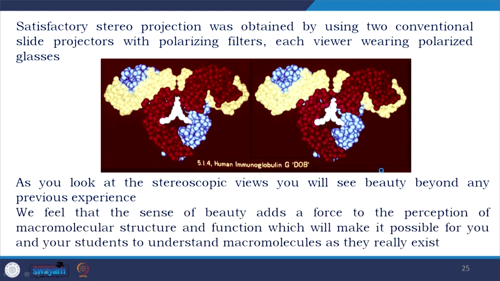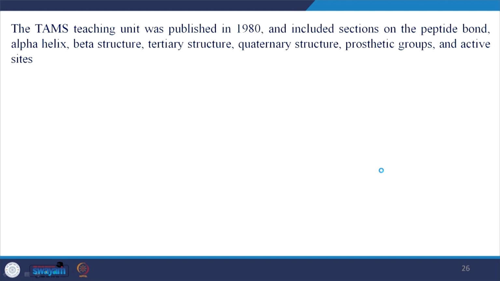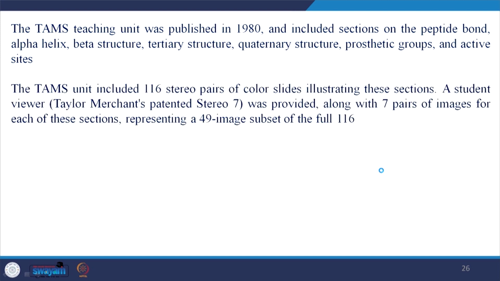We feel that the sense of beauty adds a force to the perception of macromolecular structure and function, which will make it possible for you and your students, all of them, to understand macromolecules as they really exist. The TAMS teaching unit was published in 1980 and included sections on the peptide bond, alpha helix, beta structure, tertiary structure, quaternary structure, prosthetic group and active sites. The TAMS unit included 116 stereo pairs of color slides illustrating these sections.